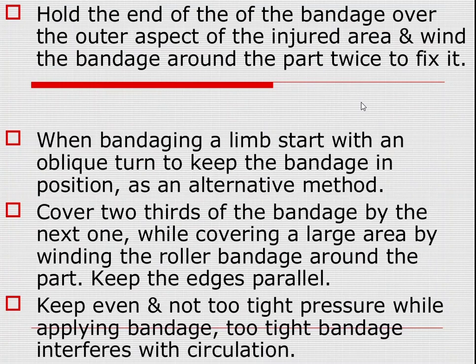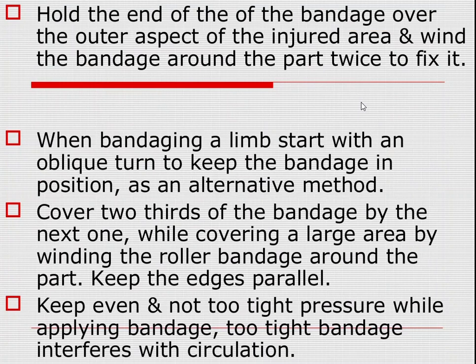When bandaging a limb, means upper or lower limbs, then we start with an oblique turn, or you can say in the form of 8 or cross segments, to keep the bandage in position as an alternative method.